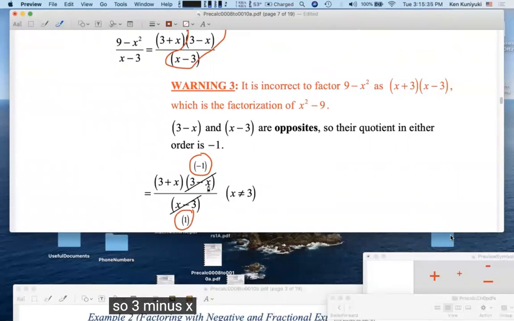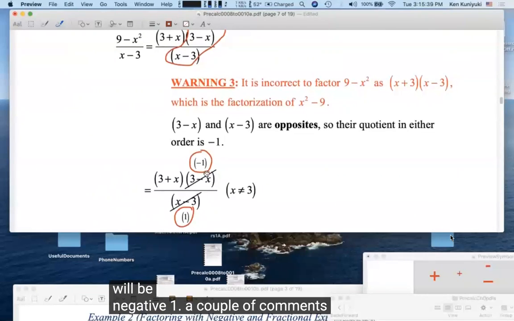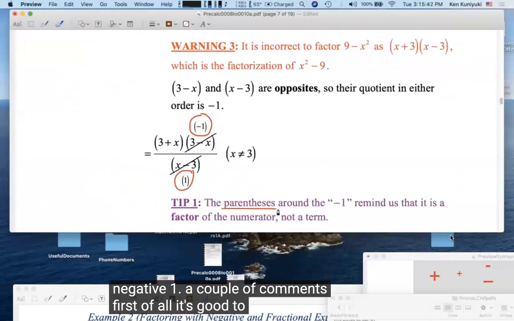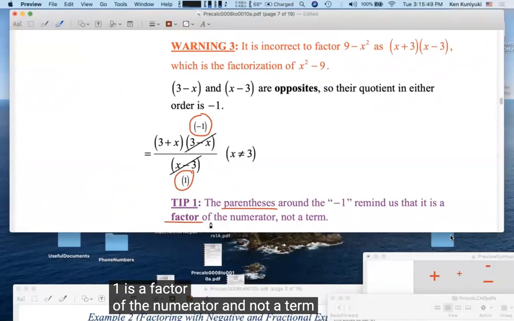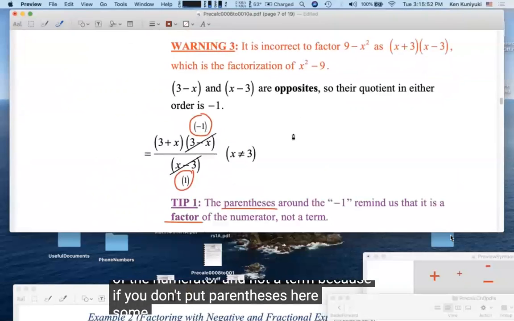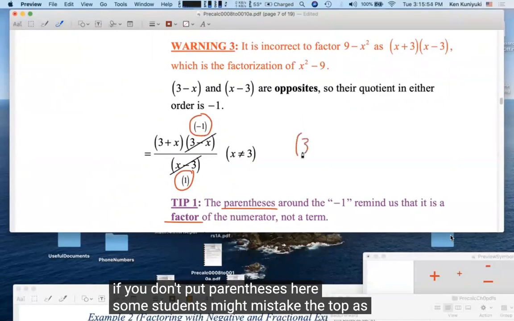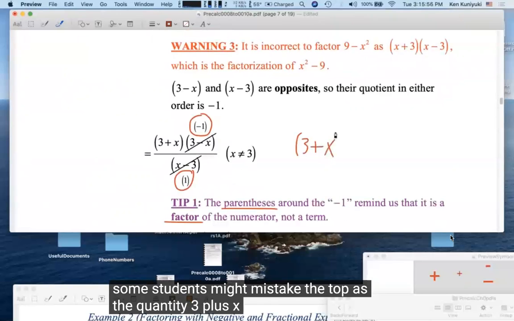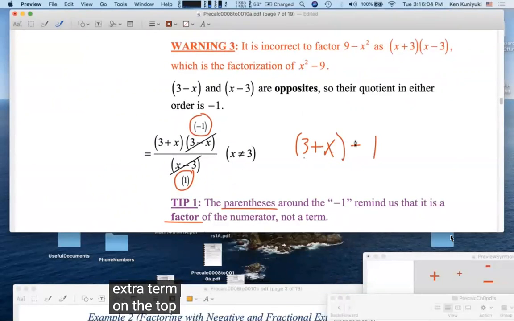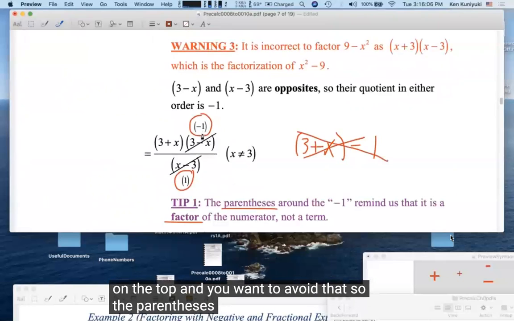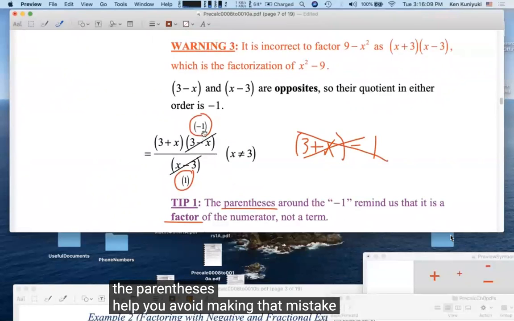So 3 minus x divided by its opposite will be -1. A couple of comments. First of all, it's good to put parentheses around the -1 because it reminds us that the -1 is a factor of the numerator and not a term. Because if you don't put parentheses here, some students might mistake the top as the quantity 3 plus x all minus 1. Students might make the mistake of thinking that the -1 is an extra term on the top, and you want to avoid that. So the parentheses help you avoid making that mistake.